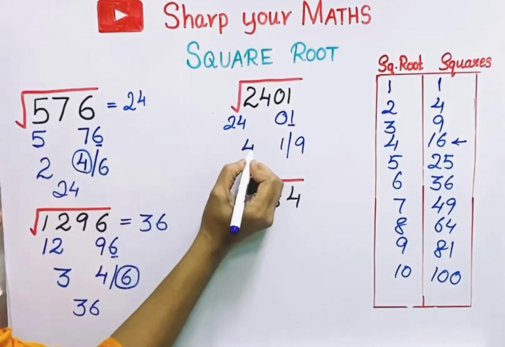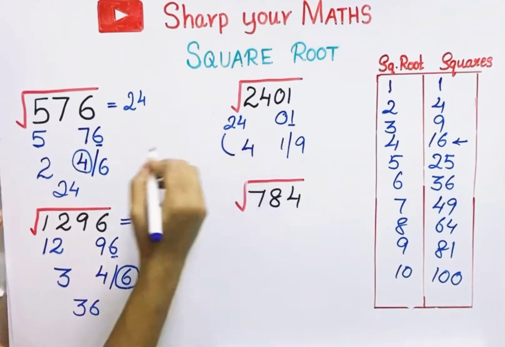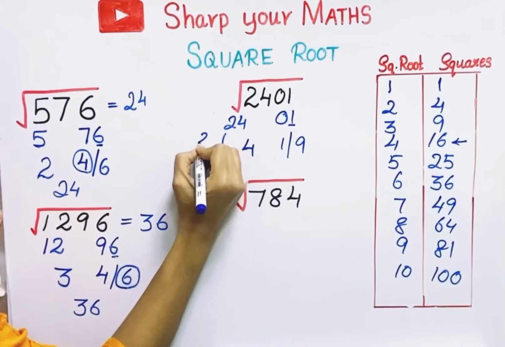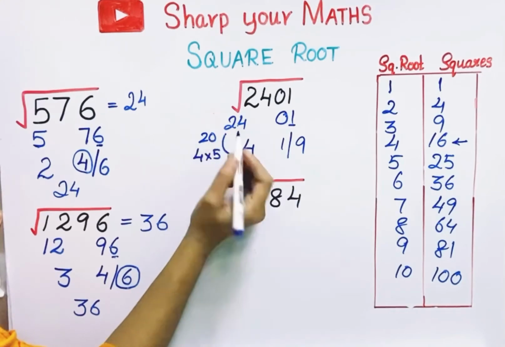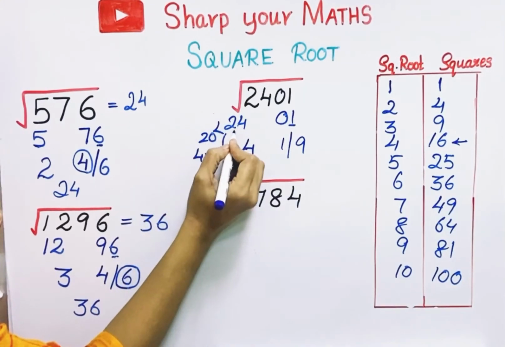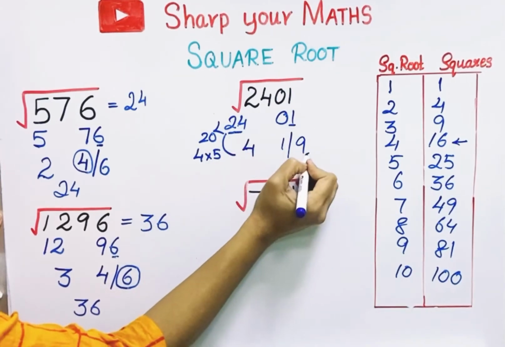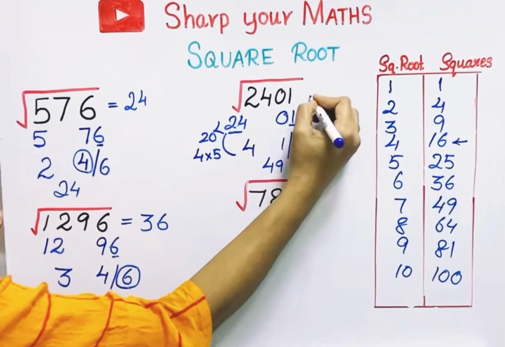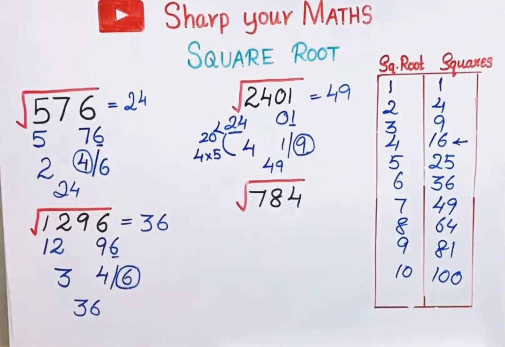Next, whether 41 or 49. To identify that, take this 4 and multiply with the next number. 4 into 5, which is 20. Now compare this 20 and 24. The question number is bigger. If this is bigger, take the bigger one. So it's 49. Square root of this is 49.